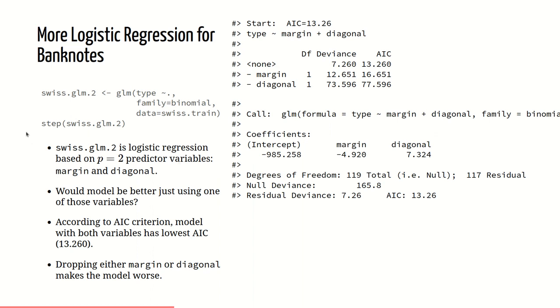So one way we can do it is we could use stepwise regression, just like we did for logistic regression. So you just fit a GLM. Here we're fitting one with all variables, and then we're running a step on it. You can see that when we do that, it uses the AIC criterion, and the model with both variables in it has an AIC of 13.2. If we remove the margin, our AIC gets worse, i.e. it gets higher, and if we remove the diagonal, then it gets even worse again. So the best model in this case is the full model, so we should use margin and diagonal.